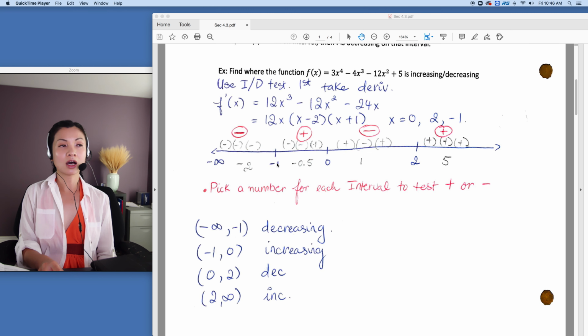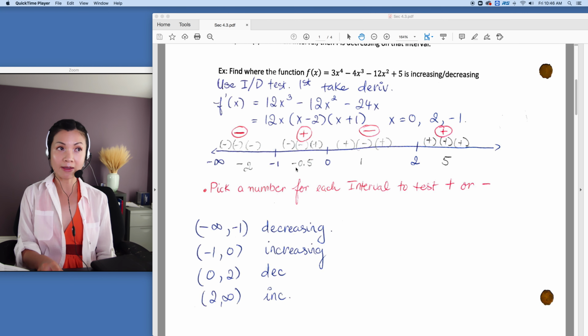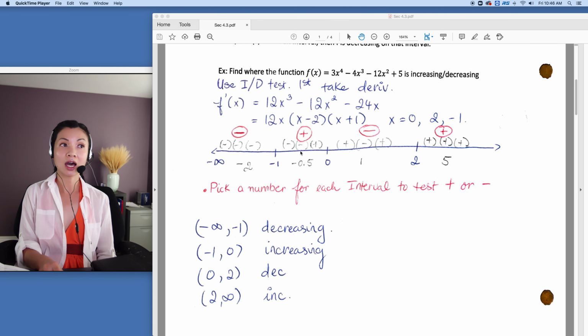From -1 to 0, I pick the point -0.5. Once again, I plug it in, I end up with a negative and a positive. When you multiply, you get positive. From 0 to 2, I choose 1. I plug it in, plug it in, plug it in. You get a positive, negative, positive. Multiply, we get negative. Pick a point, plug it in, positive, positive, positive. So I end up with a positive number.